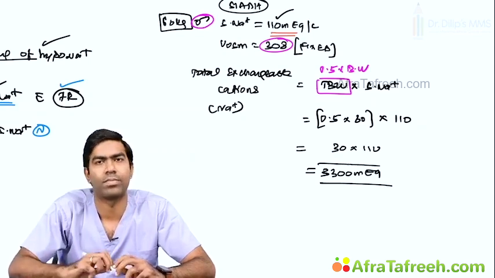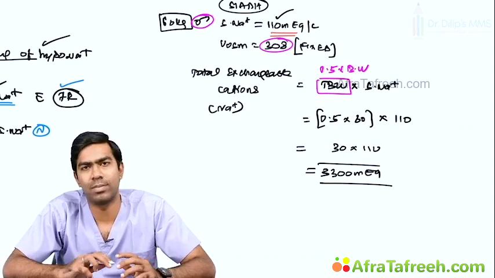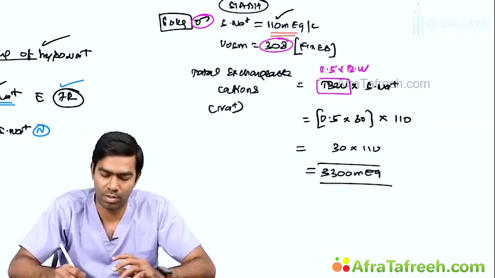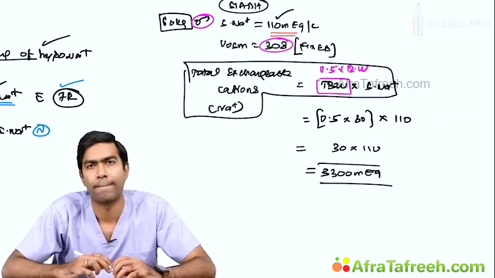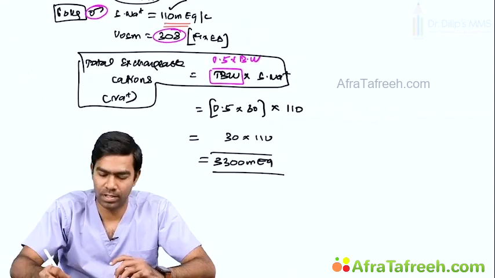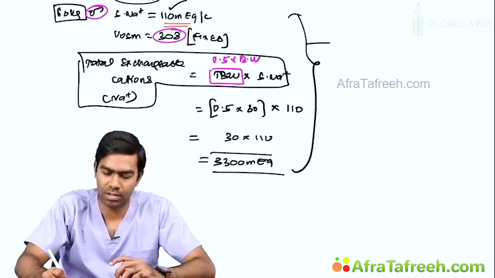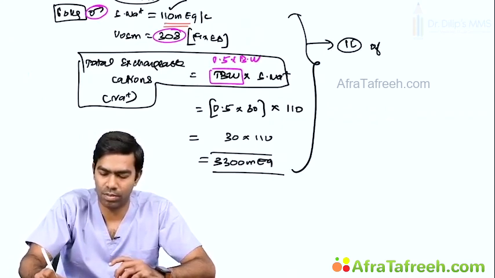So this is the total exchangeable cations in the body. This is the formula. This you have to remember definitely. This is the total exchangeable cations in the body. Now this patient, I am giving 1 liter of normal saline, that is 0.9% sodium chloride.